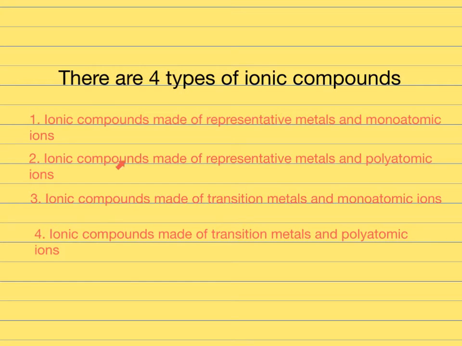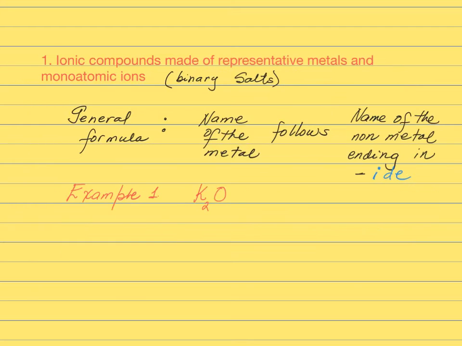Now, when you have ionic compounds made of representative or transition metal and polyatomic ions, since you're going to have more than one non-metal involved in that compound, they are also known as tertiary salts. And we're going to start with the first group. The first group, as you can see over here, is the group that is going to be made of a representative metal and a monoatomic ion.